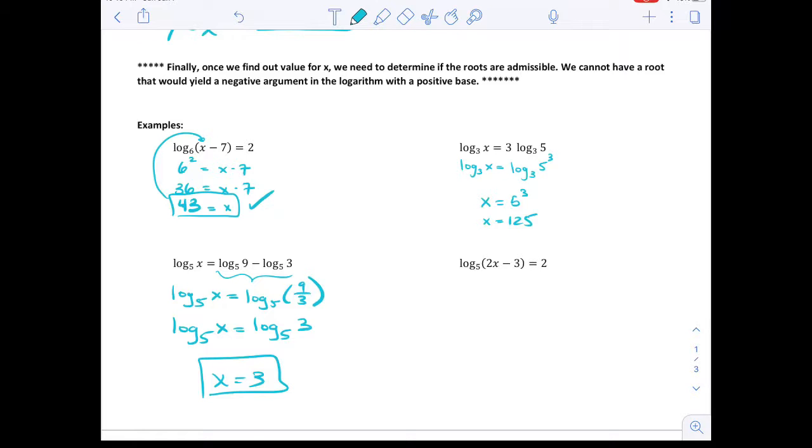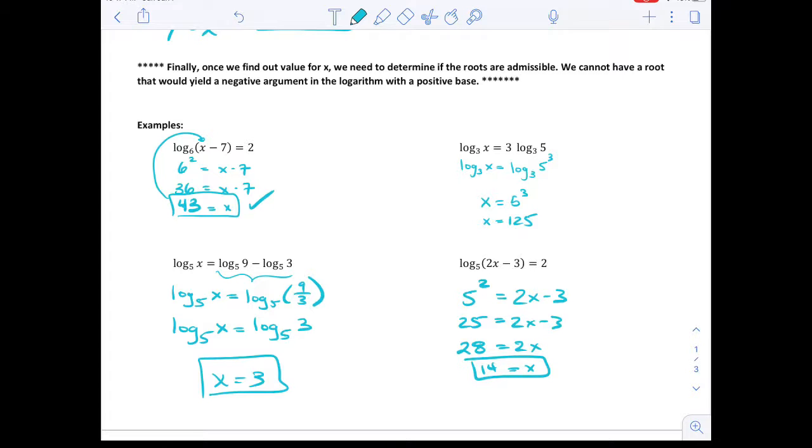And the fourth one here, I see a log on one side of the equation. I know immediately I'm going to put that into exponential form. 5 to the power of 2, right? Base to the power of exponent is equal to the argument, 2x minus 3. Continue through, 25 is equal to 2x minus 3. When I bring 3 to the right side, I'm adding 3 to both sides. So I'm going to get 28 is equal to 2x. And when I divide, I get x is equal to 14.